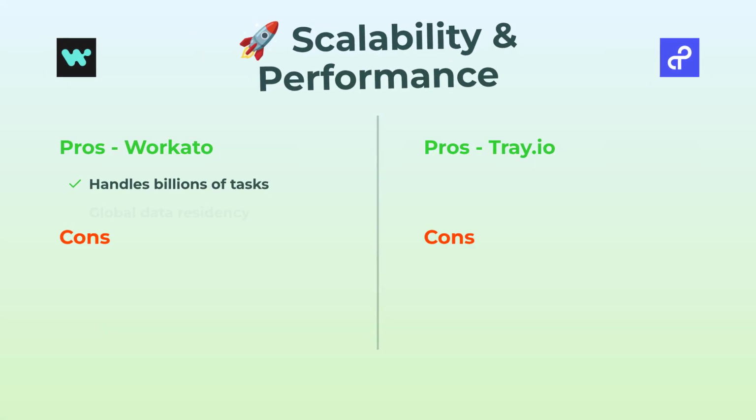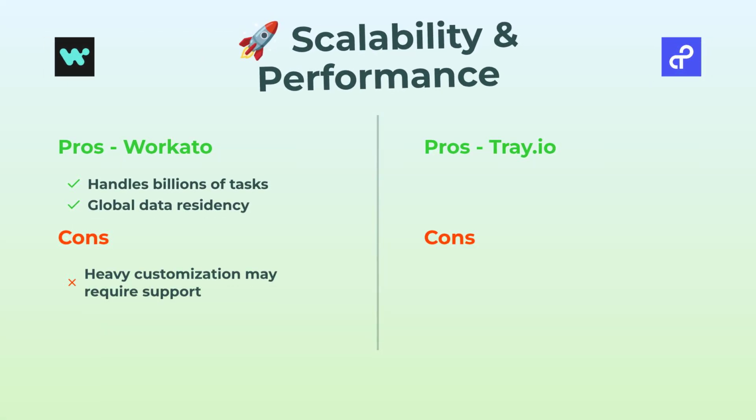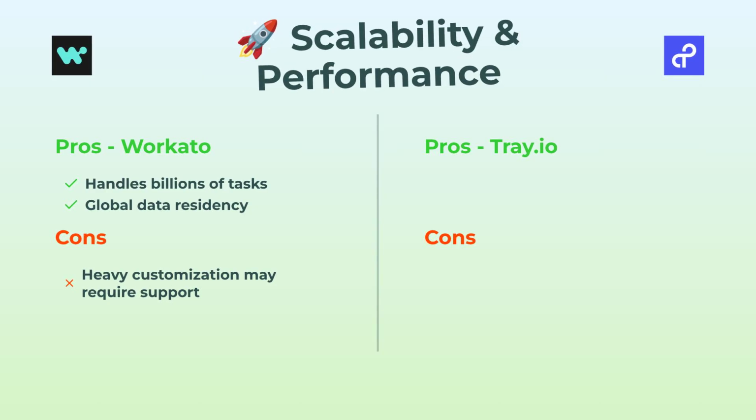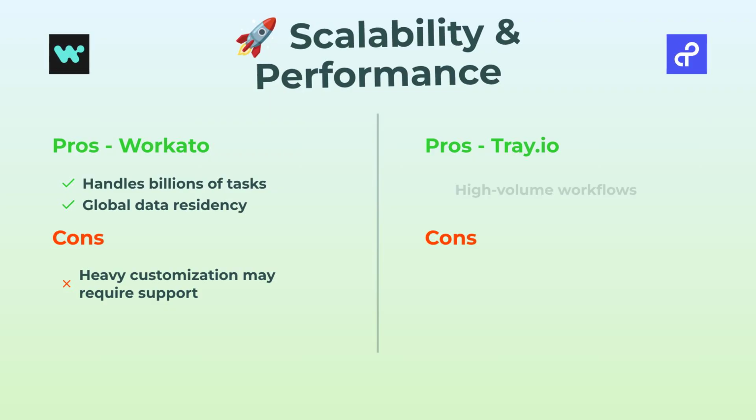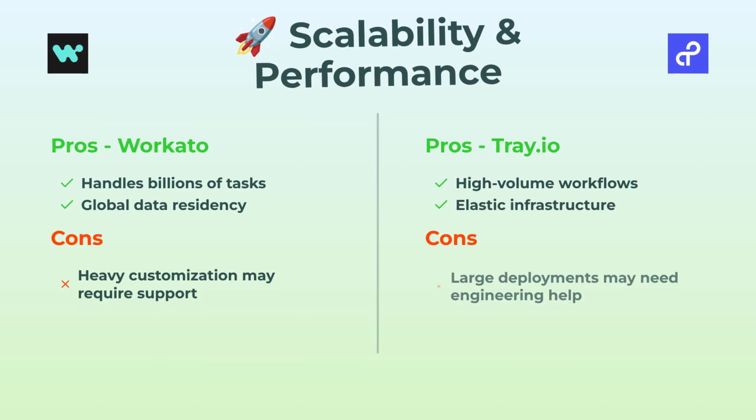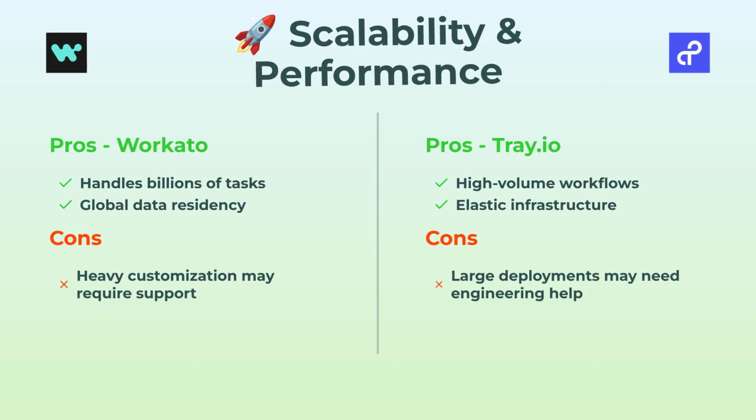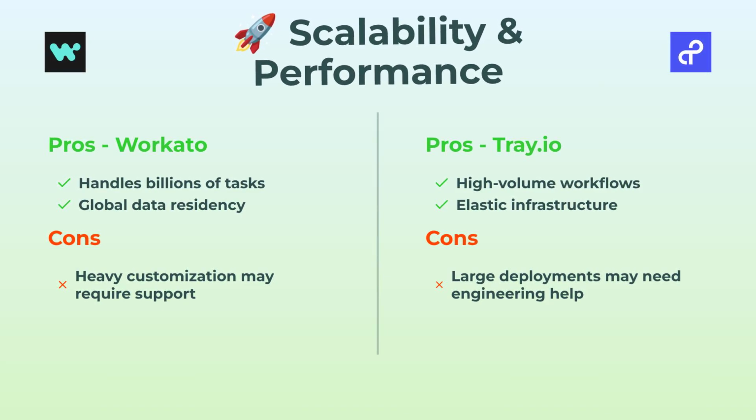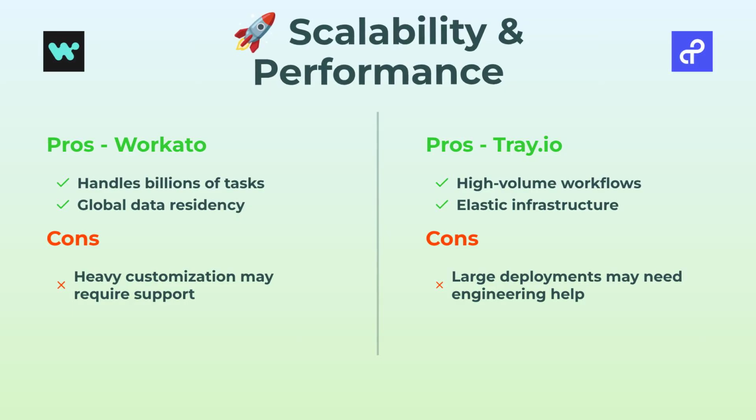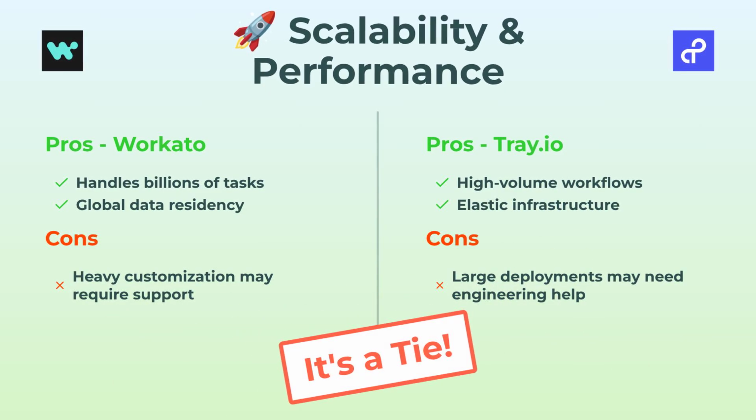Okay, performance and scaling. And honestly, both of these are beasts. Workato can literally chew through billions of tasks and even lets you choose where your data lives. You'll want their support team on speed dial if you get really wild with customization though. Tray.io is built for high volume too, thanks to some seriously elastic infrastructure. But if you're rolling it out at massive scale, brace yourself, your engineering team could be in for some late nights. So you know what? It's a tie. They're both powerhouses.